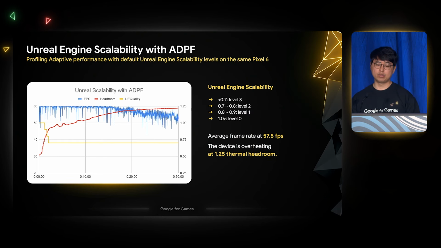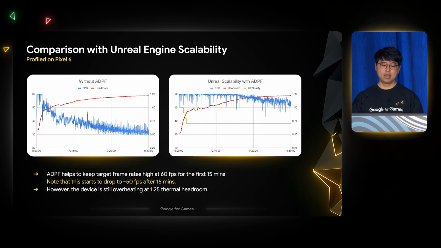After using ADPF with the Unreal scalability, the game demonstrates a significantly improved FPS, averaging 57. However, thermal headroom value remains high at approximately 1.25 still, and the graphic quality quickly downgrades to zero within 3 minutes. Comparing this graph highlights the difference. While ADPF initially helped achieve the target FPS, the performance declined after 20 minutes, and the persistently high thermal headroom indicates potential thermal throttling. It requires investigation into plugin settings to potentially discover a more balanced configuration.